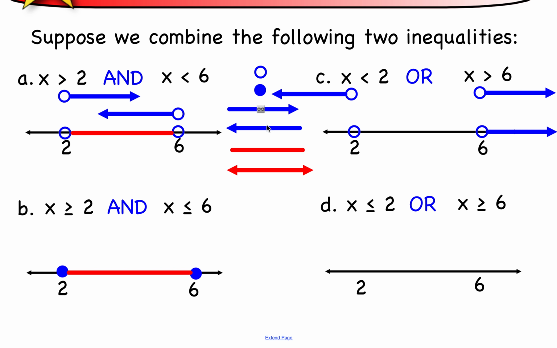And then lastly, in letter D, we would have closed circles on both 2 and on 6. Again, less than or equal to 2 would go to the left, so that's going to go leftward. Don't want the red one, I want the blue one. Going out to the left, and then going to the right for greater than or equal to 6. When it's or, it's the union. When it's and, it's the intersection, or where they overlap.